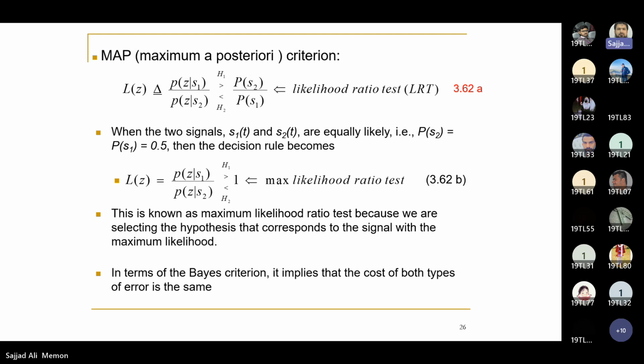So now the maximum a posteriori criterion will be equal to this, equation 3.6, that we call the maximum likelihood test: a ratio of two conditional probabilities where the S1 part is in the numerator and the S2 part is in the denominator. This is known as the maximum likelihood ratio test because we are selecting the hypothesis that corresponds to the signal with the maximum likelihood in terms of the Bayes criterion. It implies that the cost of both types of error is the same.